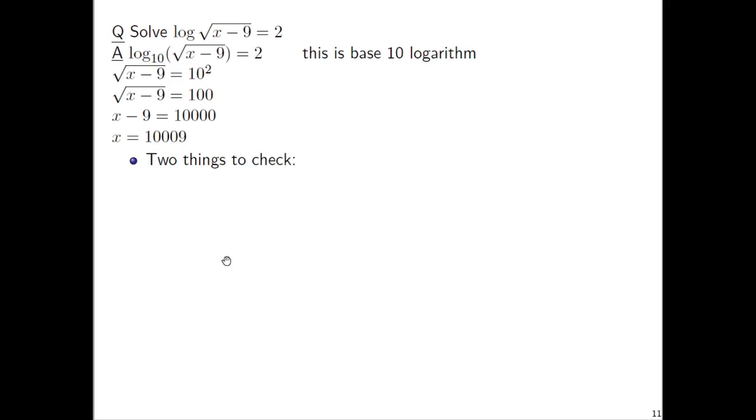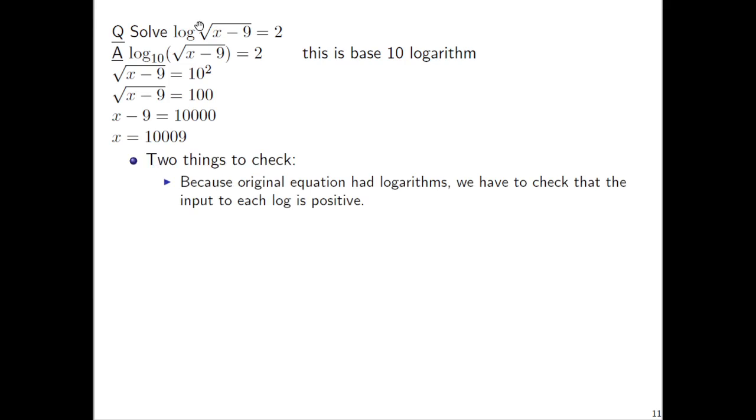We're not done. There are two things to check, in fact. Because the original equation had logs, I mean, not logarithms, plural, I guess, but just had a log, we have to check that the input to each log is positive. Note that the input to the log was root x minus 9, right? So we need that to be positive.